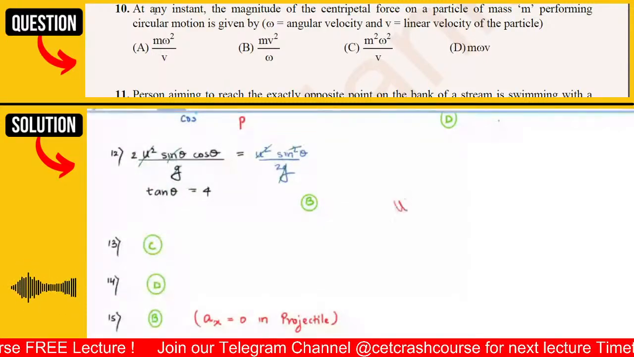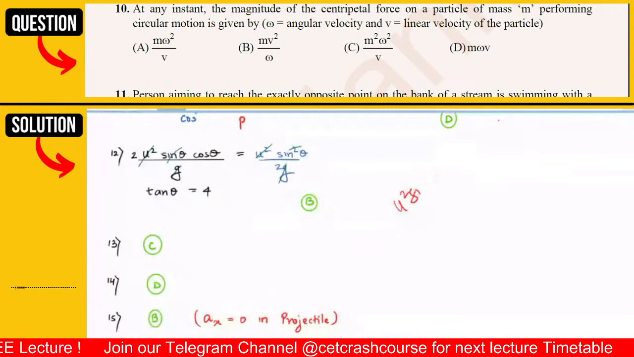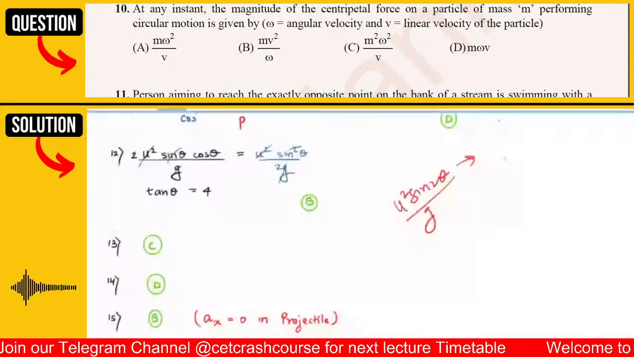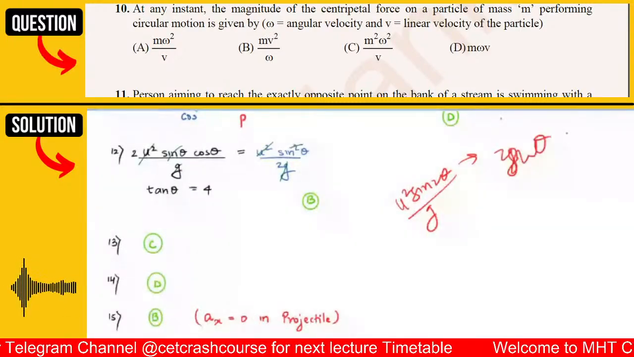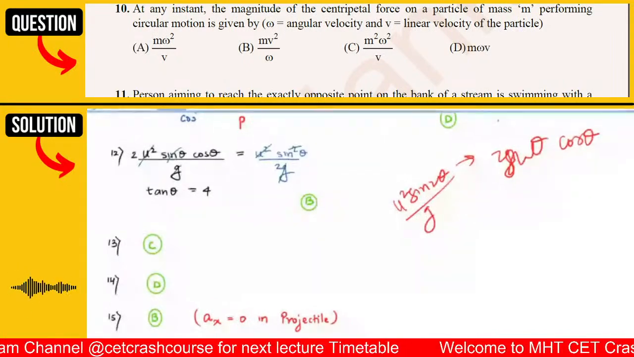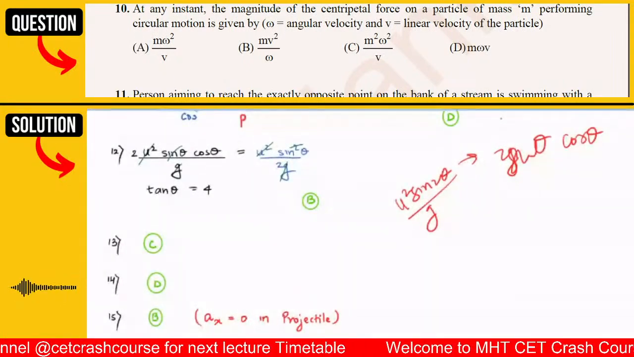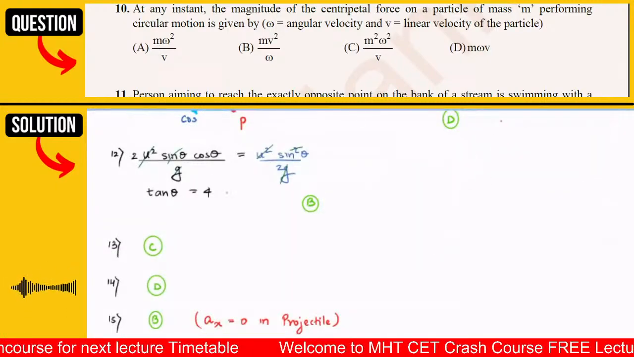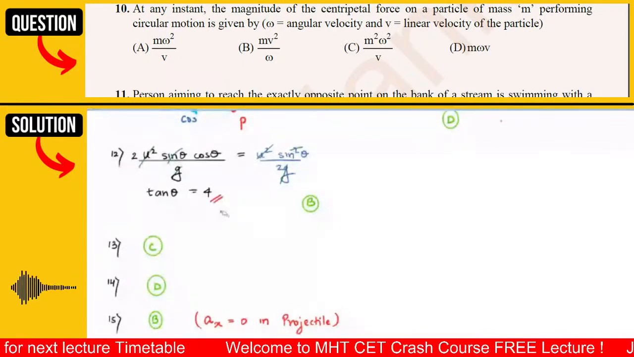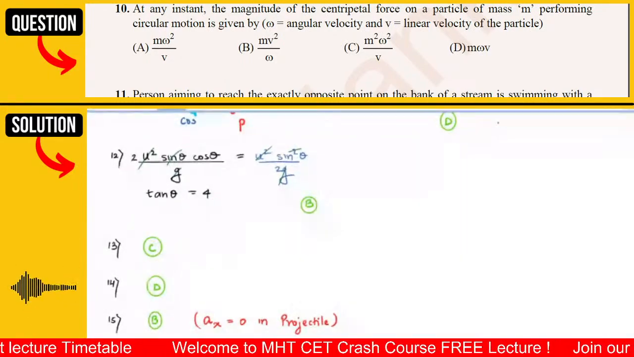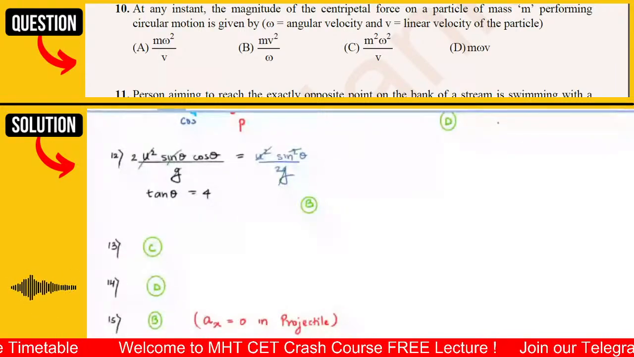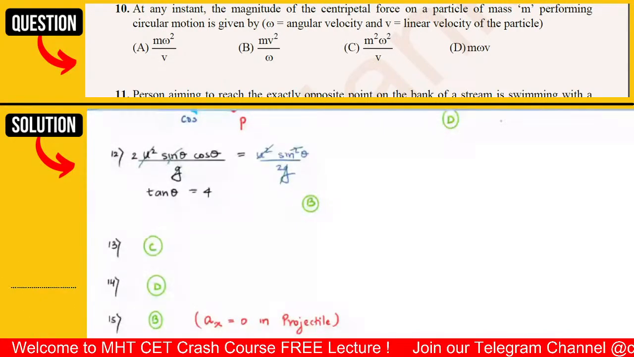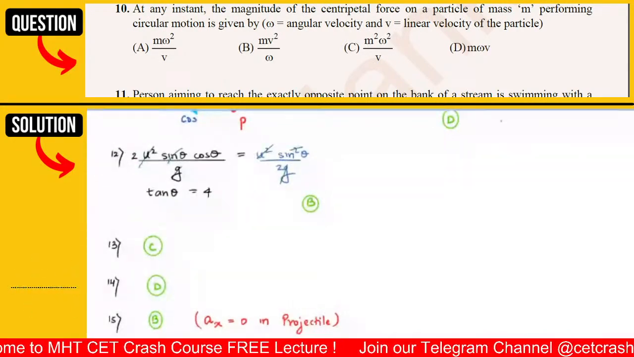Do you remember that the basic formula for range is u square sine 2 theta by g? So sine 2 theta can be written as 2 sine theta cos theta. Do you remember this? Right. So when you write it in that format, and after cancellation, you are going to get tan theta as 4. So the answer is going to be second option, that is tan inverse of 4.